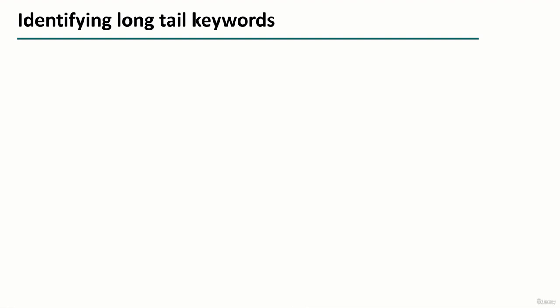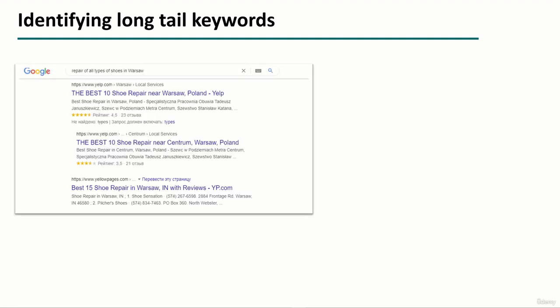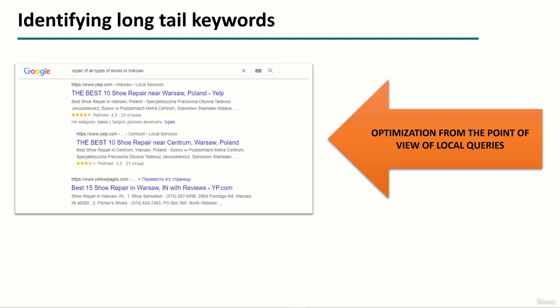Optimization is multifaceted, and another layer we need to delve into is local queries. Consider a user in search of a service in their vicinity. They typically append their location to the search query. So imagine a user typing repair of all type of shoes. To narrow it down to their locale, it swiftly becomes repair of all type of shoes in Warsaw. It's a simple addition, yet it makes the search more relevant, guiding the user to services within reach.